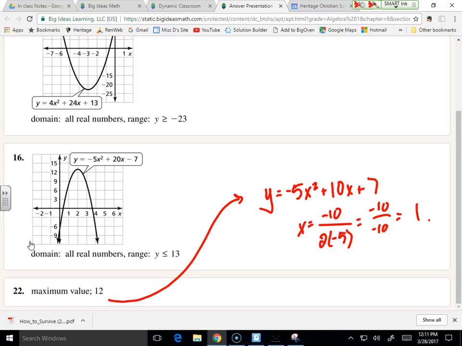Oh, I forgot to multiply by 2. Then you plug that into y. Then you have to plug in to get the y value for the maximum value, right? So y equals negative 5 times 1 squared plus 10 times 1 plus 7. Negative 5 plus 10 plus 7 is 12. So as the vertex, you write 1, 12, right? Or you only have to write the 12?